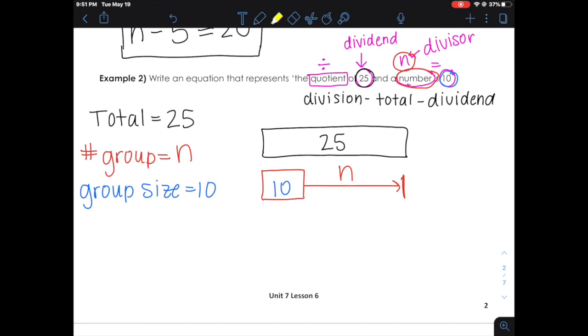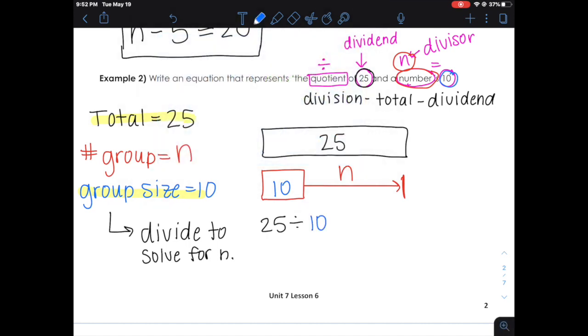Okay, now to solve for our variable, since we know our total and our group size, that means we're going to have to divide to solve. Anytime we're given our total, we're going to have to divide to solve for the variable. So we're going to take our total, 25, and divide it by our group size, 10. And that's going to give us our variable, n. Okay, so when we divide this, 25 divided by 10, I end up getting 2.5 as n.